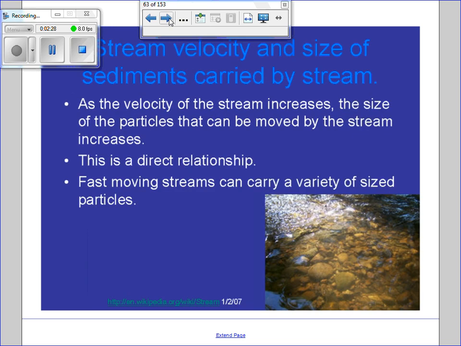Stream velocity also determines the size of the sediments that are carried by the stream. As the velocity goes faster, it will carry more particles and larger size particles. This is another direct relationship. So faster moving streams can move large pebbles, maybe even roll cobbles, but when the water slows down, it can't move as larger stuff. Direct relationship.